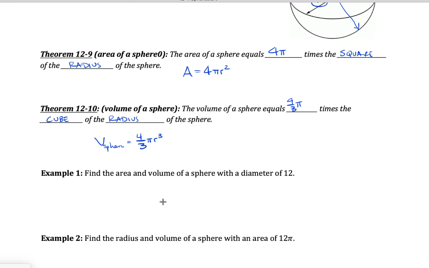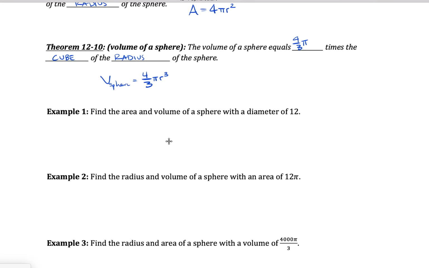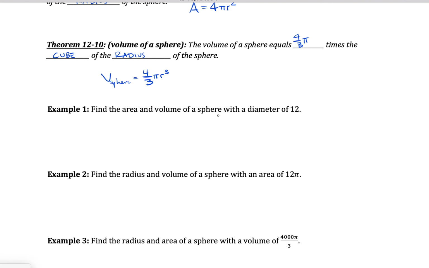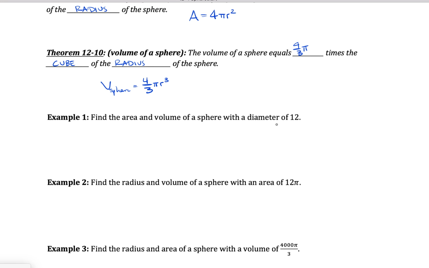To start off with, we have the most basic example. We're going to find the area and volume of a sphere that has a diameter of 12. Now remember, we need the radius for both of these formulas, right? So let's first realize that if the diameter is 12, the radius would be 6, half of 12. And now we can plug that 6 into both formulas.